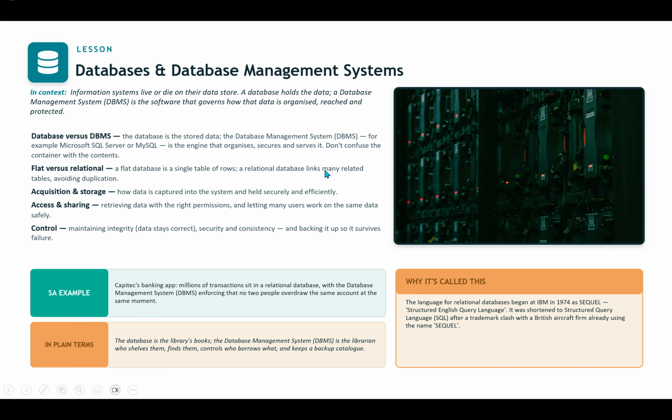The management of the contents is then done by the DBMS. We also have the idea of flat versus relational. A flat database is a single table of rows. A relational database links many related tables, avoiding duplication.